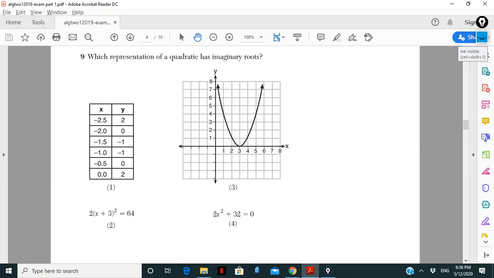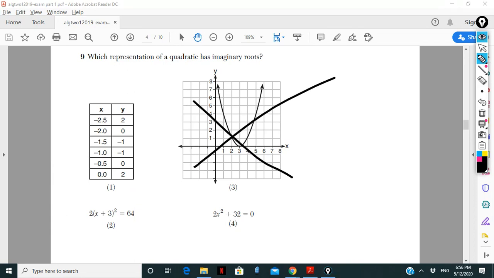Which equation represents a quadratic equation that has an imaginary number? This one doesn't have an imaginary number. Why? Because it touched the line. And look here, I have a switch, so I go from positive to negative, and after that it intersects twice with the axis, so this has real zeros.